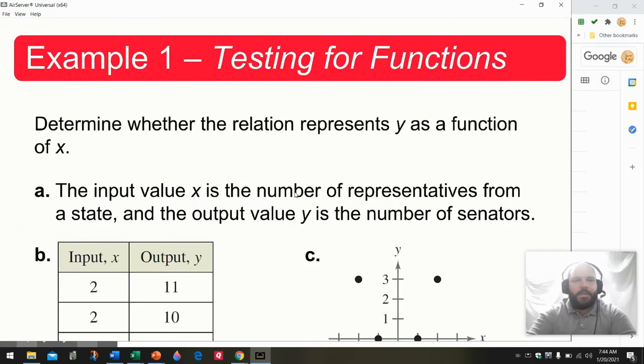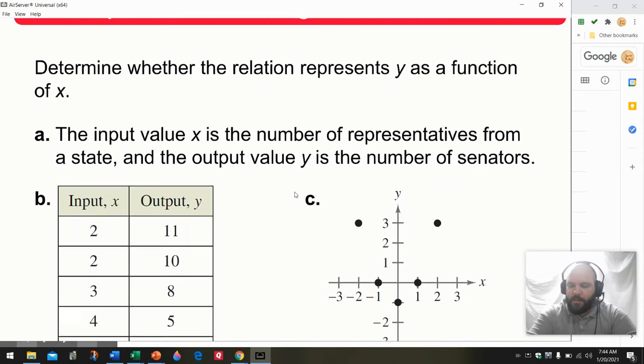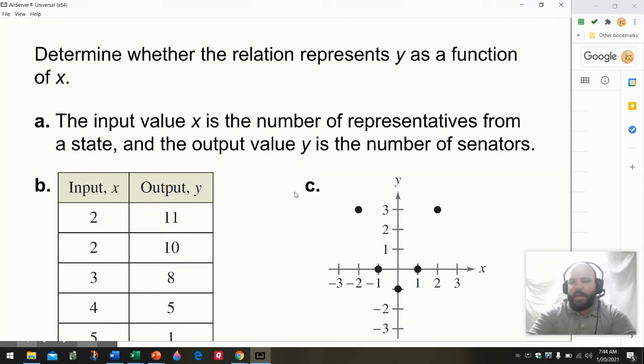Okay, so let's take a look at this example one. We have 3 different scenarios here that we have to take a look at and determine whether it is a function. So the directions say determine whether the relation represents y as a function of x. The first one says the input value x is the number of representatives from a state, and the output value y is the number of senators.